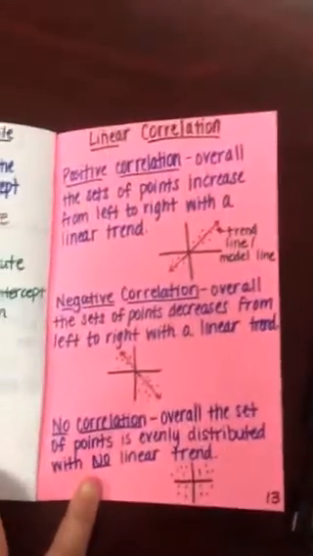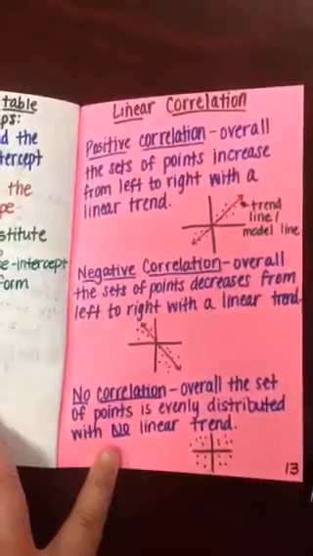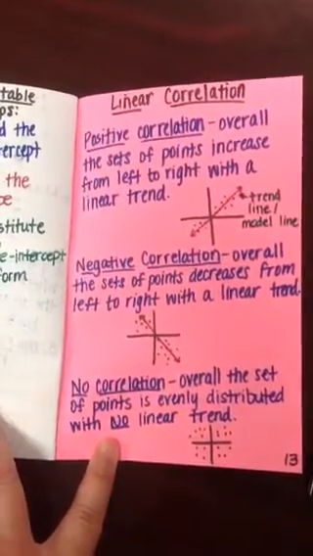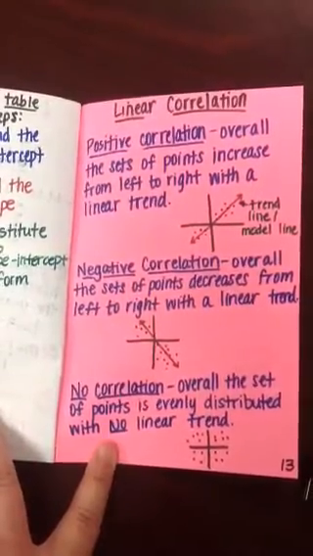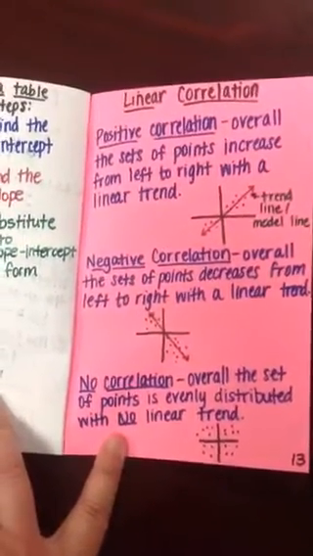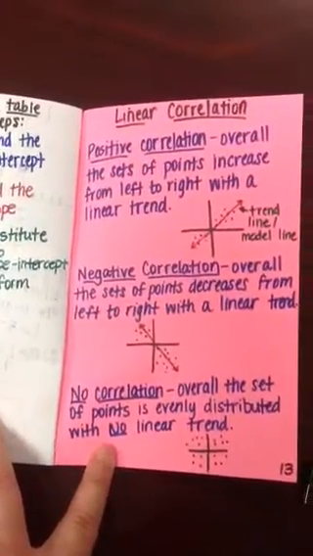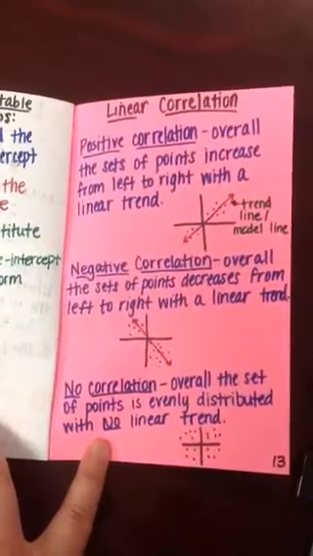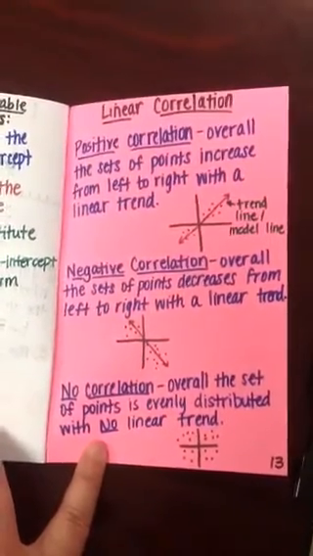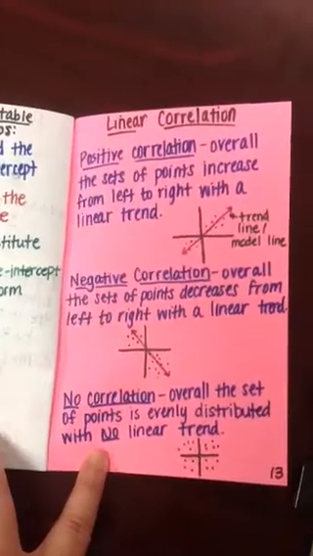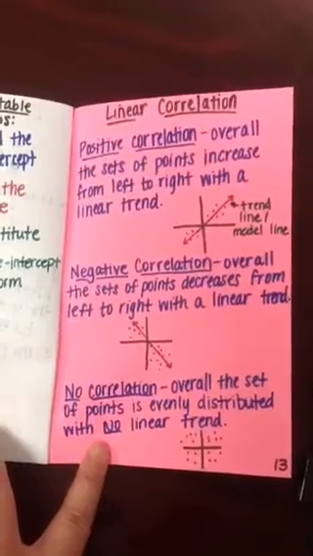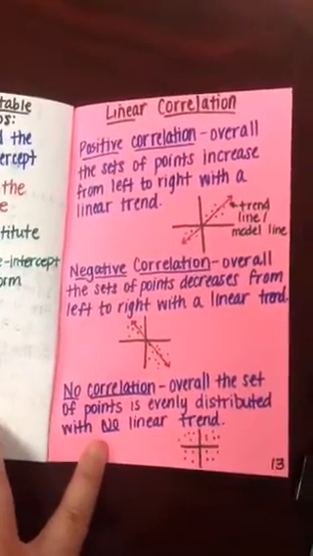Okay, and the last page is page 13. So pause the video and copy this down. Okay, we have 3 different types of linear correlation. We have positive correlation, negative correlation, and no correlation. Positive correlation means the set of points are increasing from left to right. Negative correlation is when it's decreasing from left to right. And no correlation means the points are all over the place. It's not increasing nor decreasing.